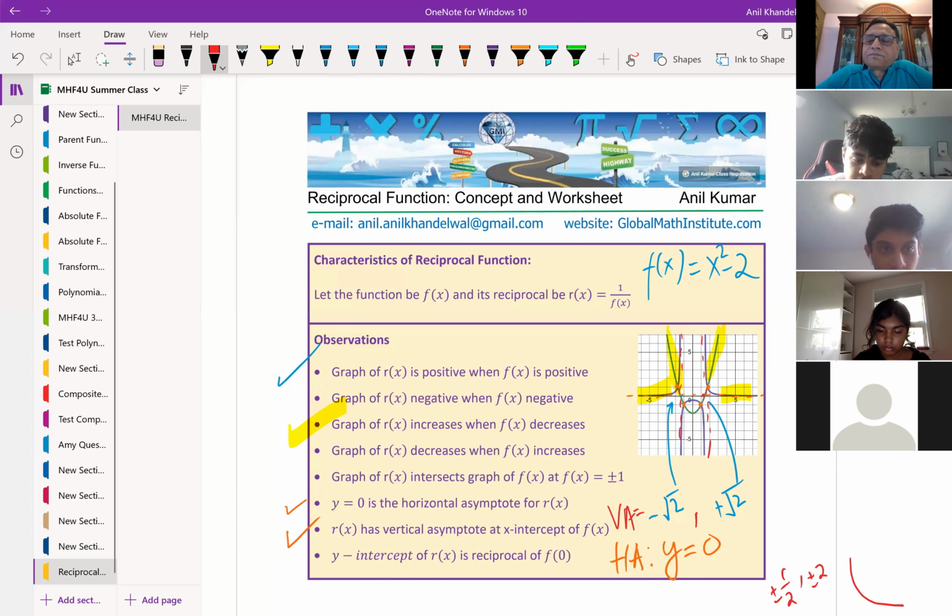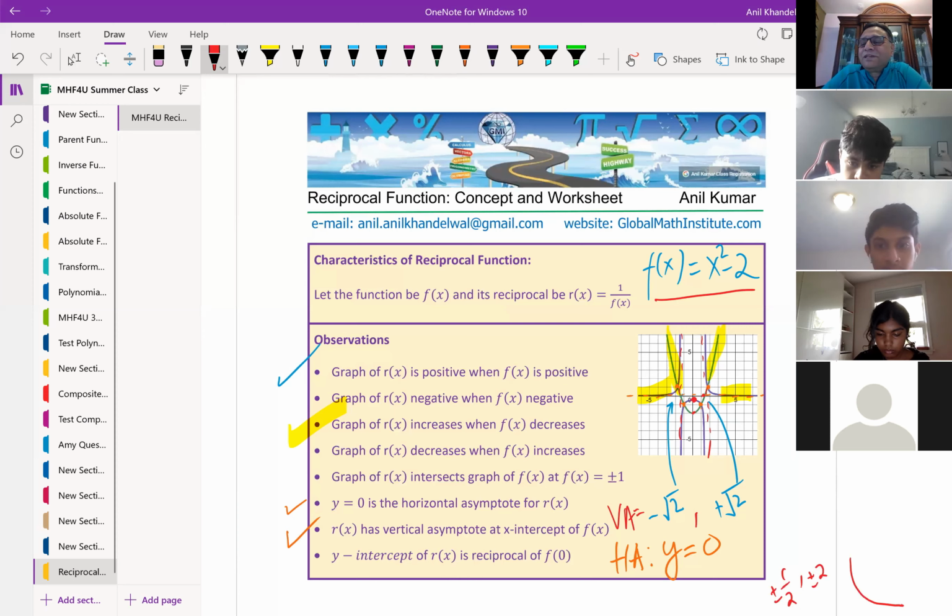Akshat, can you please read y-intercept? Yes, sir. Y-intercept of R of x is reciprocal of f of 0. Correct. So in this case, minus 2 is the y-intercept for this particular function. If I put x equals 0, reciprocal of minus 2 is minus half. So I have that point on the reciprocal, which is minus half. Do you see that? I've got the y-intercept of the reciprocal function also.